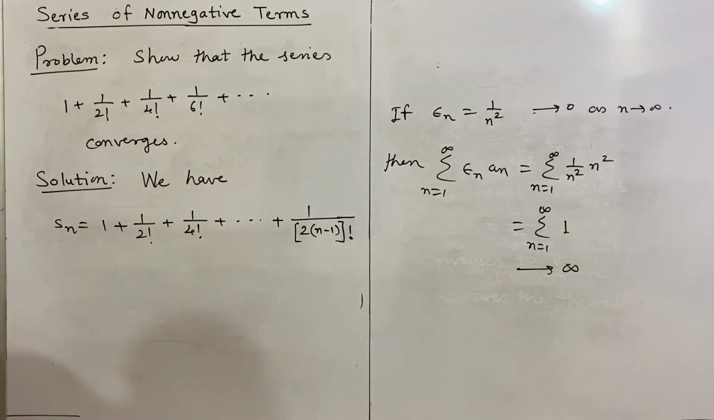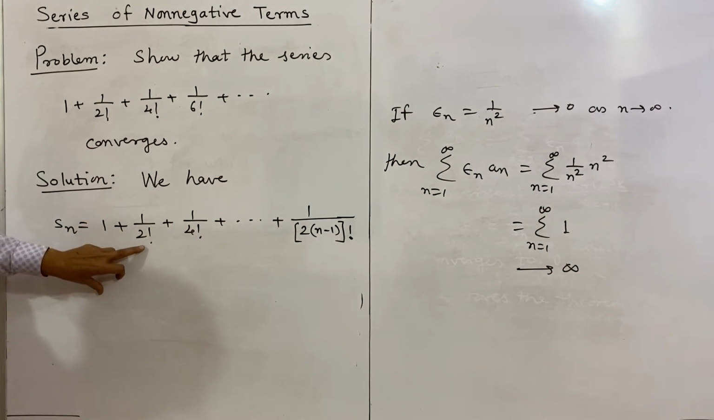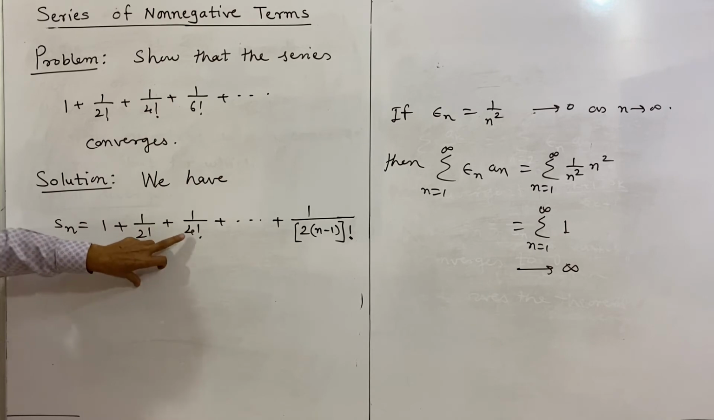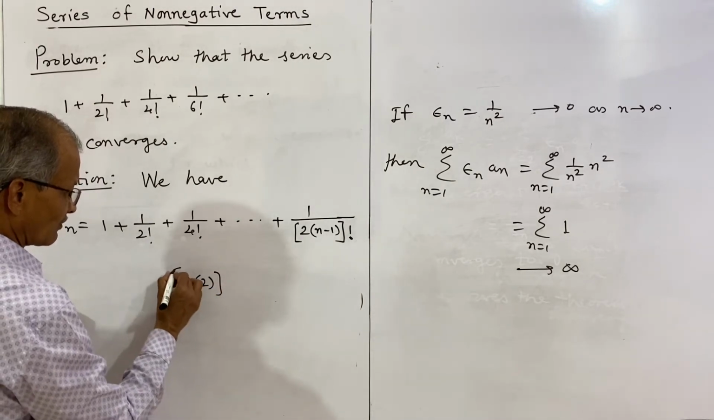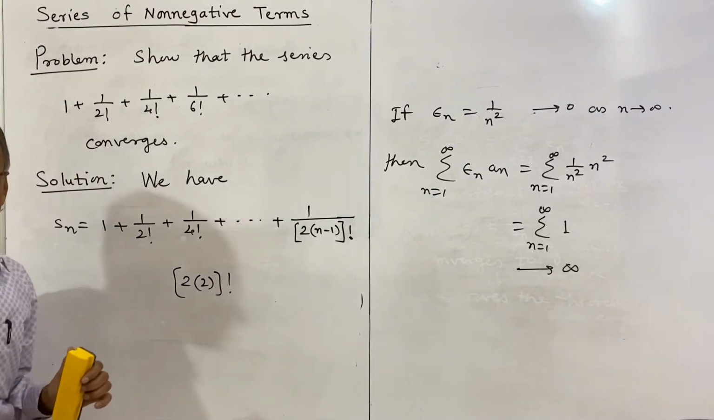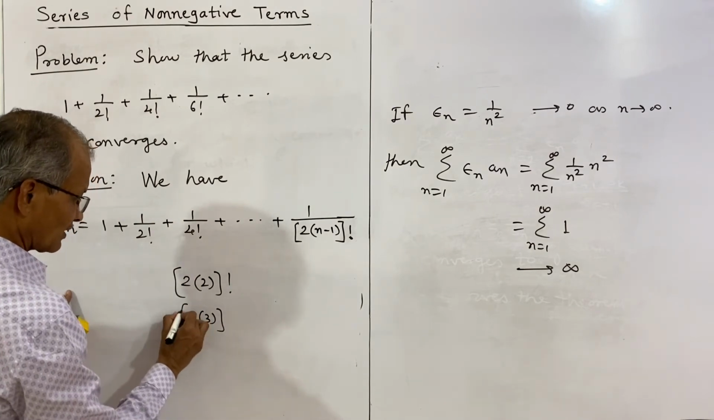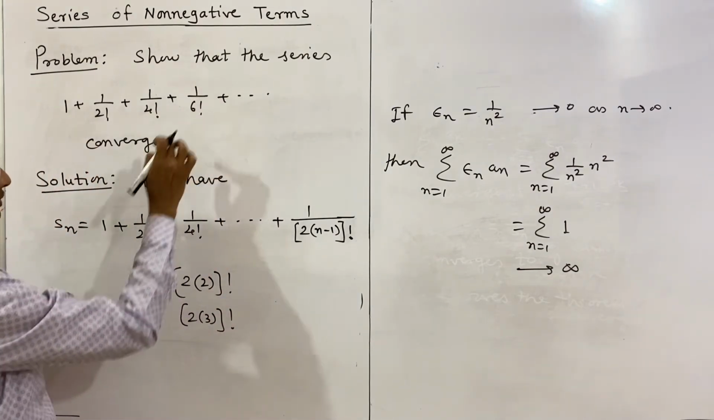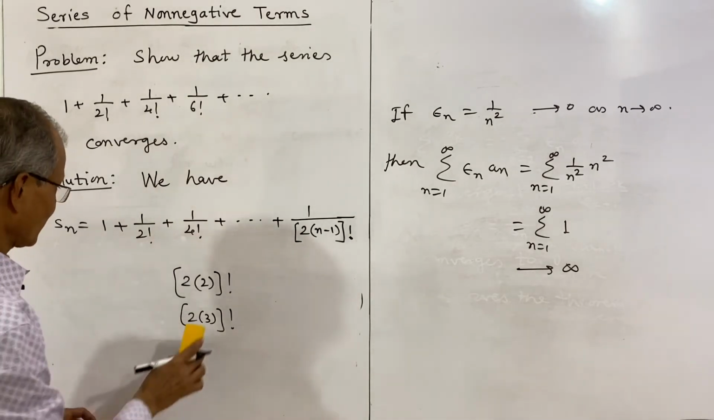Now we can verify this. This is the second term, this is the third term, and the third term we have written as 2 into 2, factorial of 2 into 2. What will be the next term? The fourth term will be 2 into 3 factorial, that is 1 upon 6 factorial, and the last will be 2 into n minus 1 factorial.